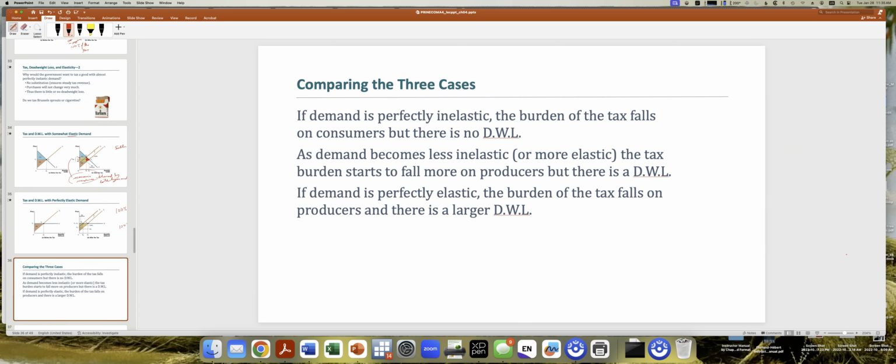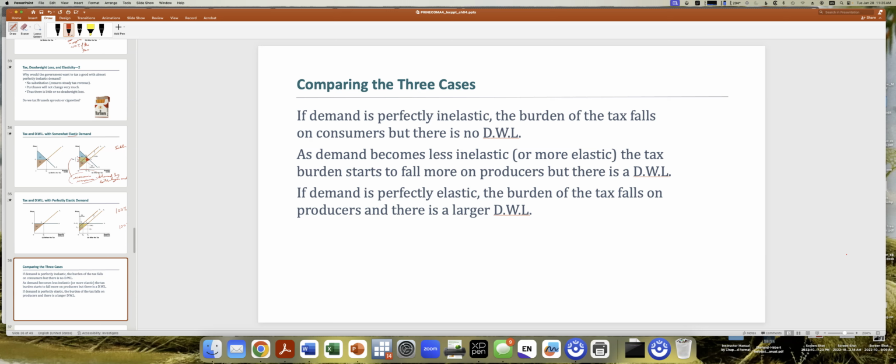And so then we can make some comparison between the three. That comparison being that there's a larger deadweight loss as the good becomes more elastic. And we can certainly see that here, that the deadweight loss is pretty big. But also, in terms of the sharing of the tax, the producer will pay more of the tax to the greater extent that the demand is elastic. And as the good becomes more inelastic, then the consumer will bear a larger portion of the tax.